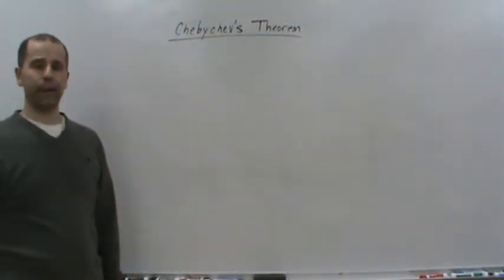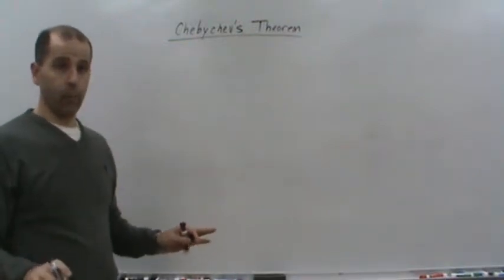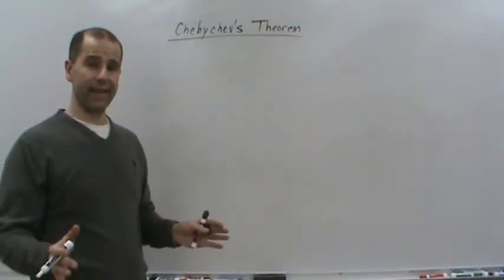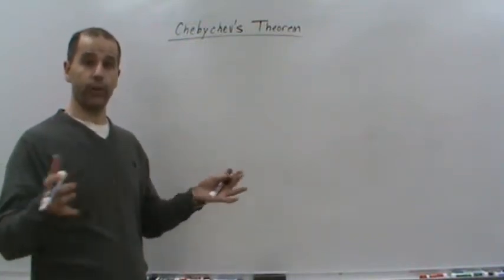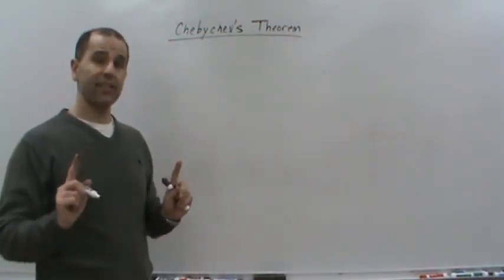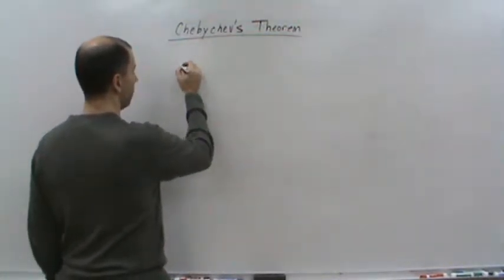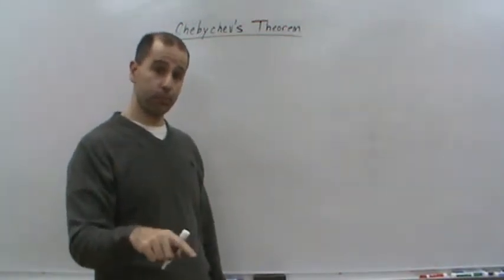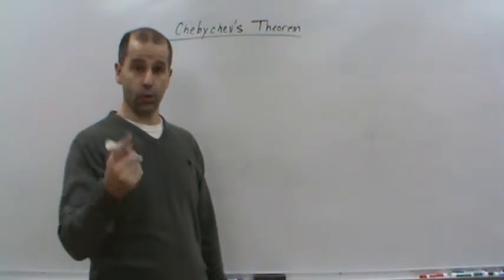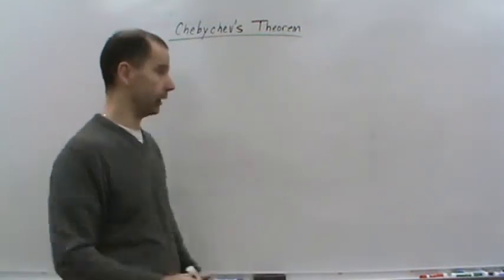If I know nothing about the distribution of the population, and all I'm given is the mean and standard deviation, the question is what can I say about the percentage of values that fall within certain standard deviations? This is the best I can do. Chebyshev's theorem gives a formula to find the minimum percentage of data that falls within one standard deviation, two standard deviations, or three standard deviations.